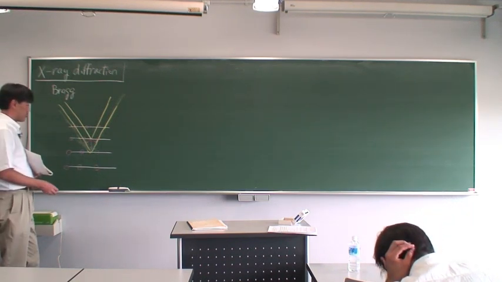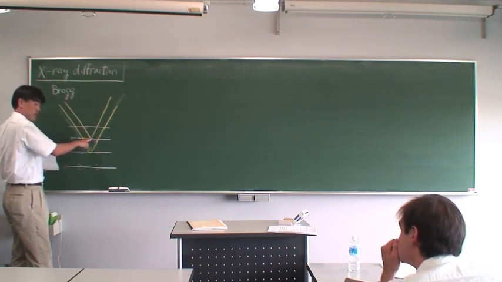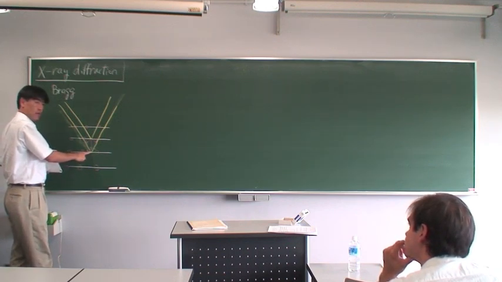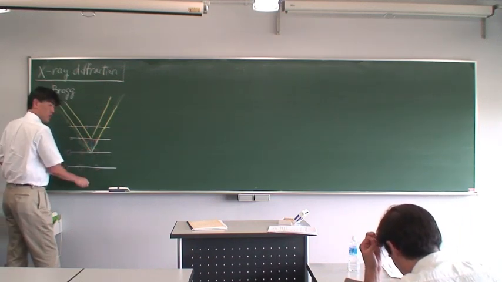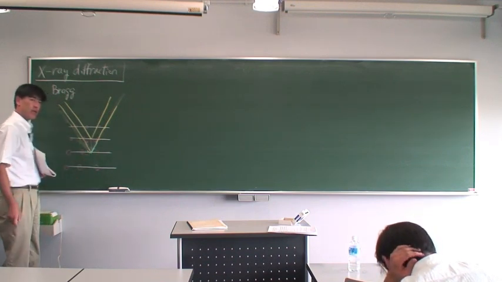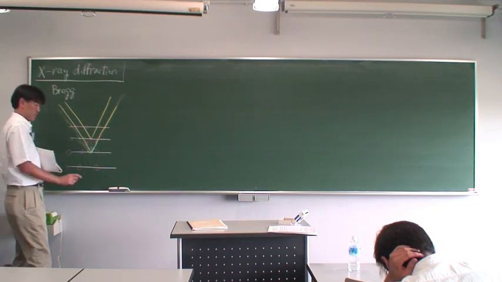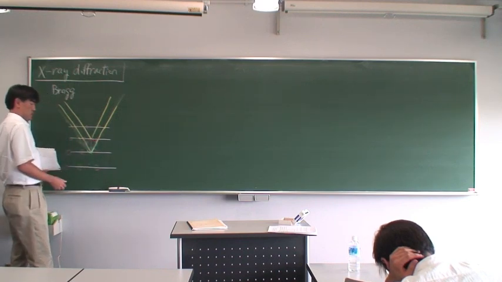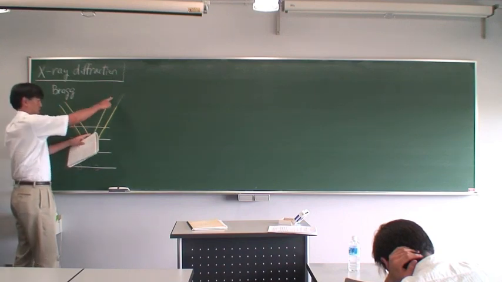Then we can see that the light diffracted by this plane and the light diffracted by this plane had a path length difference. Path length difference of this much. This is an extra path length that the lower ray had to travel, right? Okay? Because here it's the same distance. Here it's the same distance.